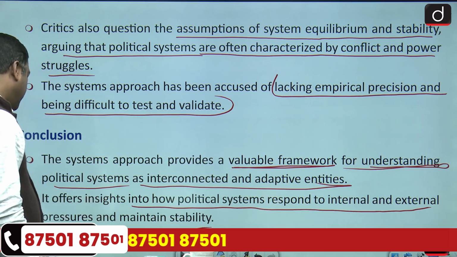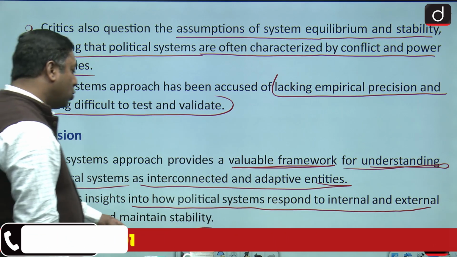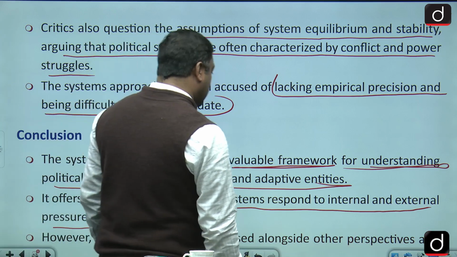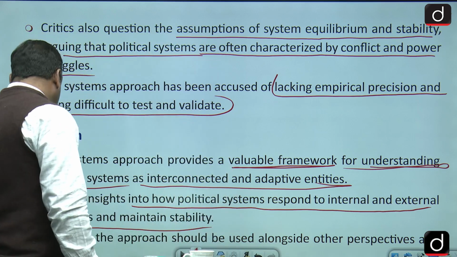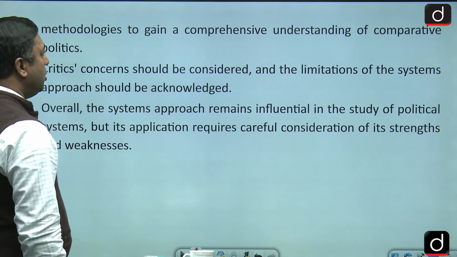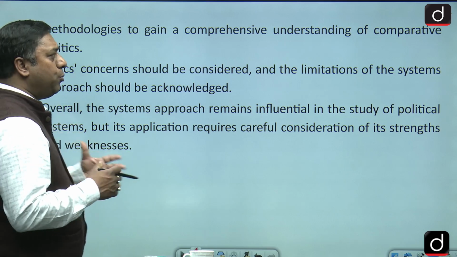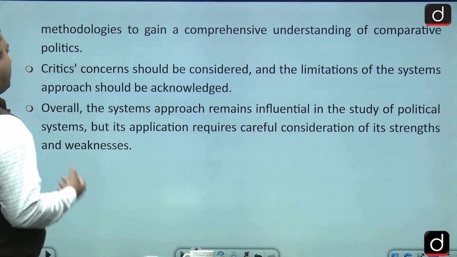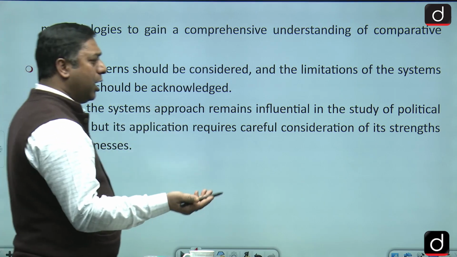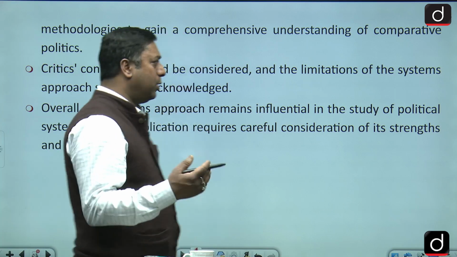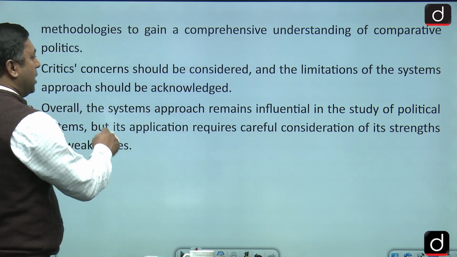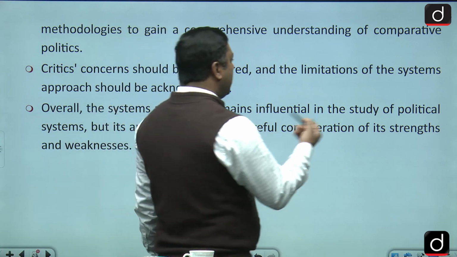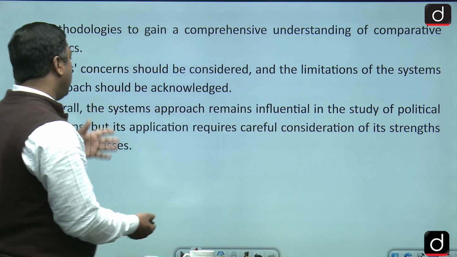And last, however, the approach should be used alongside other perspectives and methodologies. This systems approach should be used with other methodologies so that we can understand comparative politics, just like the institutional approach should be used with others. Then critics' concerns should be considered and the limitations of the systems approach should be acknowledged.